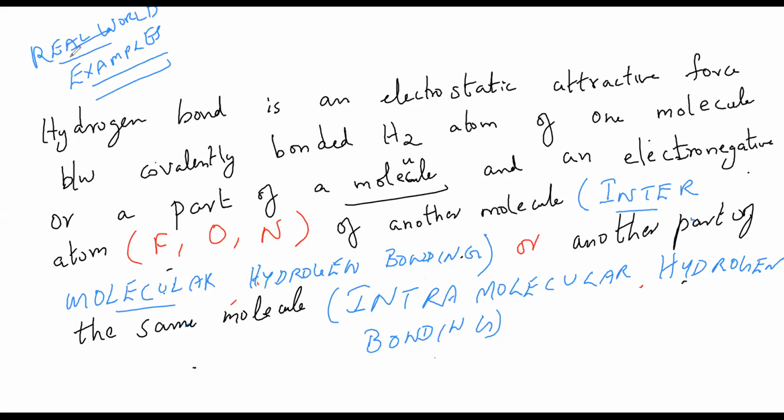Obviously, this is covalent bonded hydrogen atom, one molecule or a part of molecule, and an electronegative atom of another molecule. If it is with what? Another molecule, it is intermolecular hydrogen bonding. Or it is another part of the same molecule, it is called what? Intramolecular hydrogen bonding. Simple thing. I'll tell you what is the use of this also. If I copy down this thing, let me know, everyone.